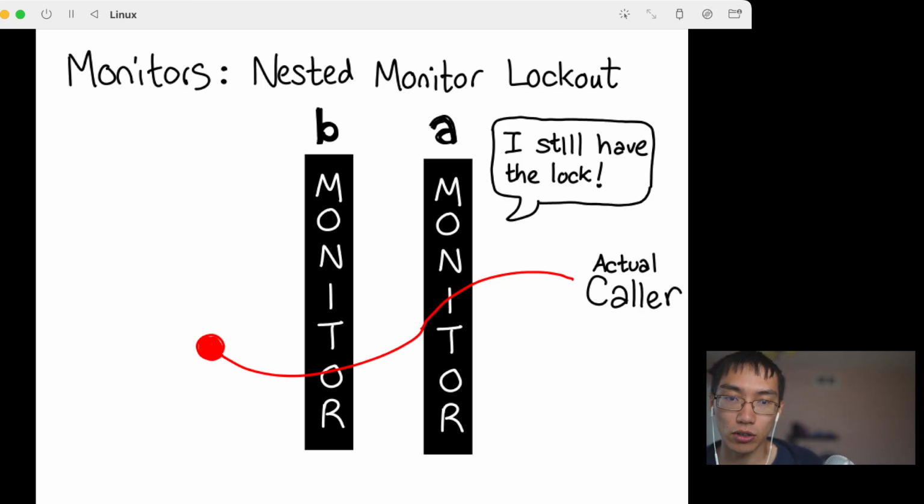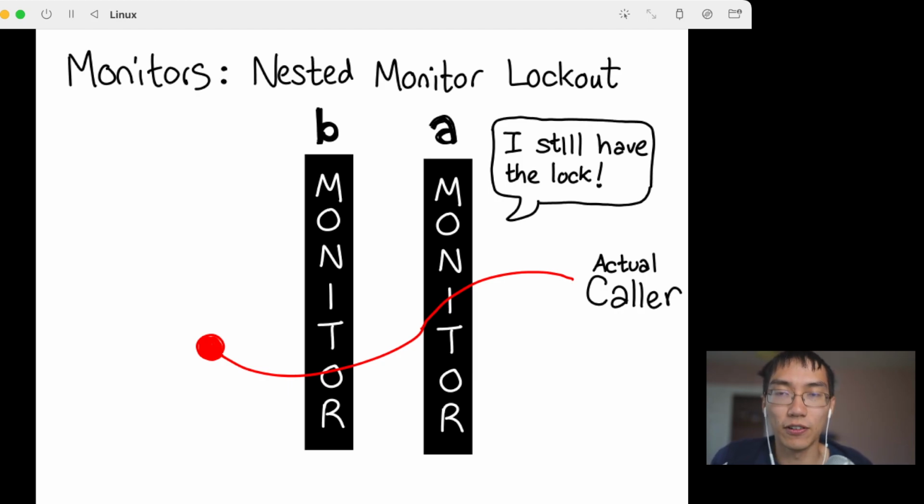B doesn't know that you are holding onto the lock for A. So it has suspended the thread. It has correctly released the lock for B, but it hasn't released the lock for A. So actually you can easily end up with a deadlock in this case, because the process waiting on B still holds the lock for A.